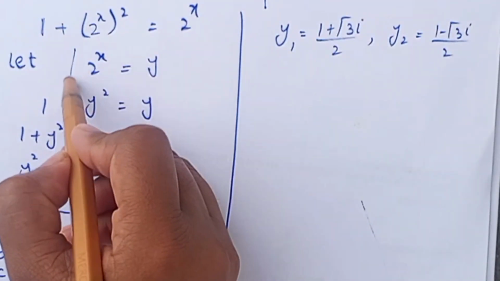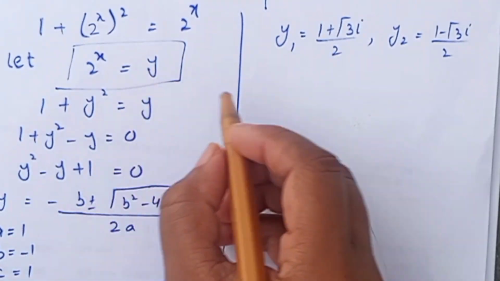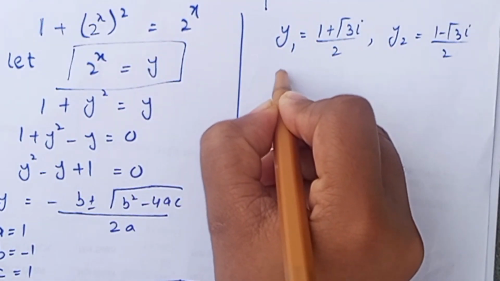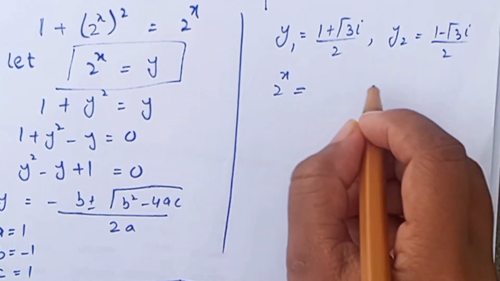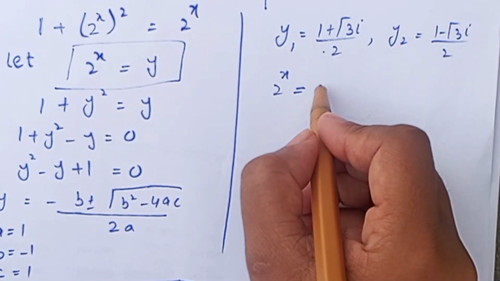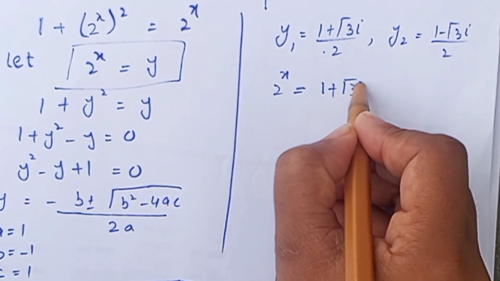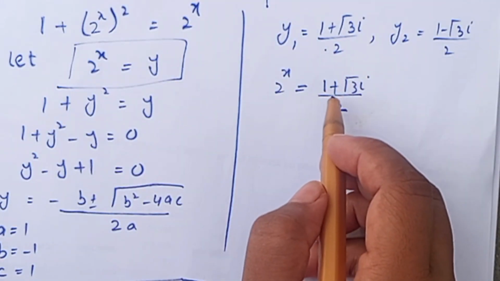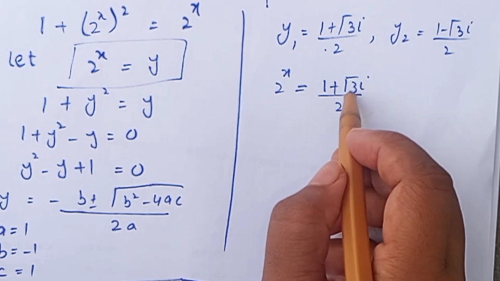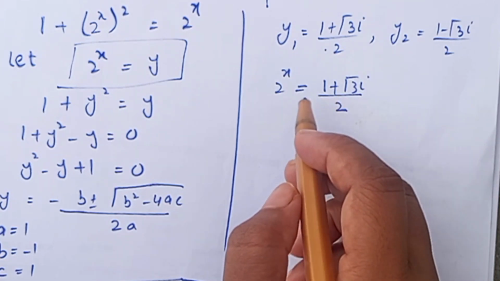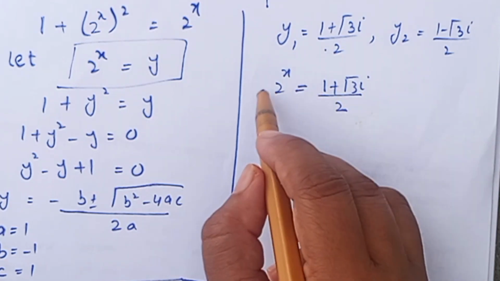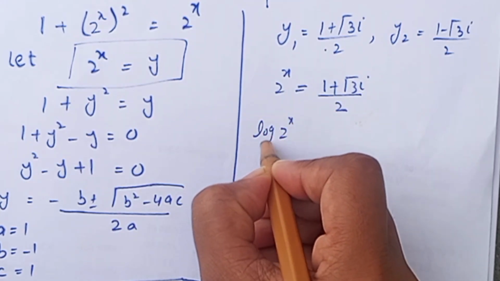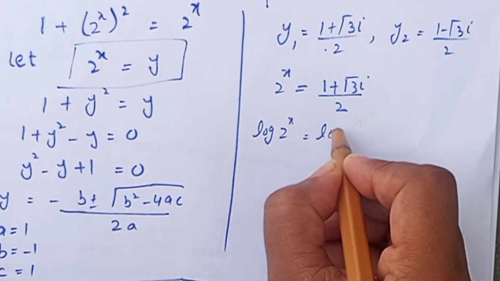So we let that y is equal to this value, 2 raised to the power x is equal to y. So this implies 2 raised to the power x is equal to y. First of all, if we take this value of y, 1 plus square root 3 iota over 2. First of all, look at this part. If we solve this part, then we get a positive complex number. So in the first step, we take a log on both sides of this equation. So we have 2 raised to the power x. Take a log on this side and also take a log on this side.